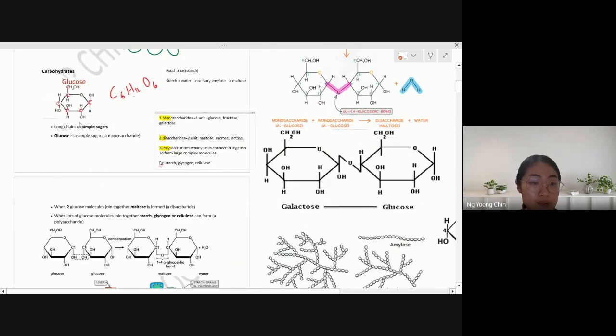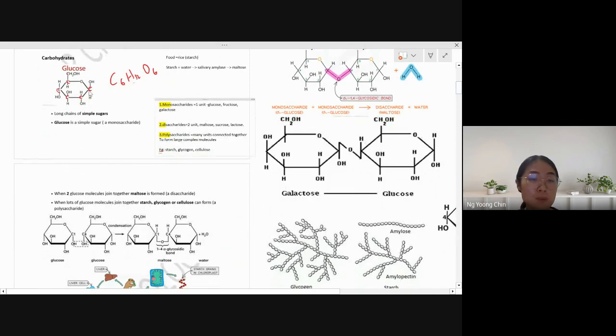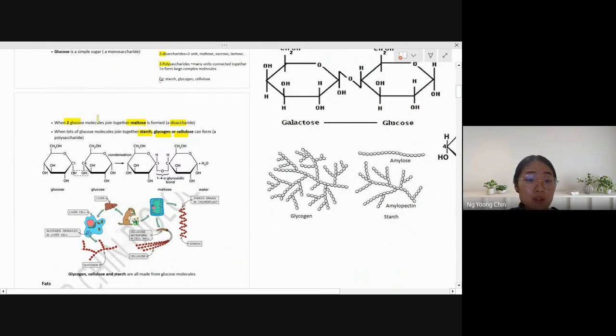Yeah, so as you can see, this is the structure for glucose, which is a monosaccharide. When you are joining two monosaccharides, two glucose together, you will form a maltose, which is a disaccharide. When you join more and more glucose together, you will form a polysaccharide, which can be starch, glycogen, and cellulose.